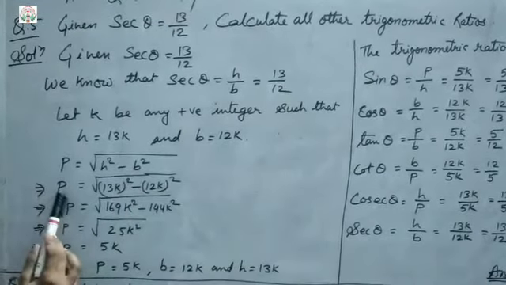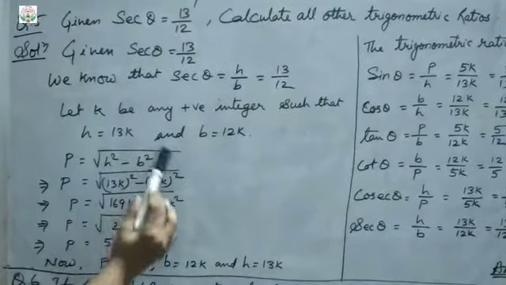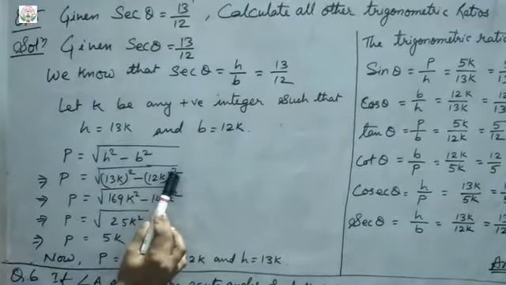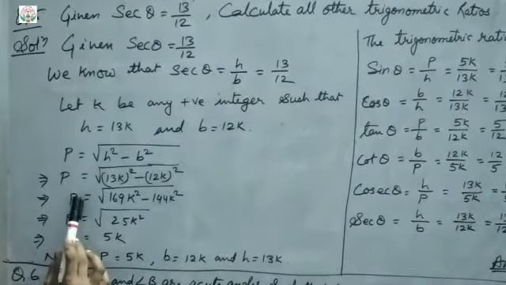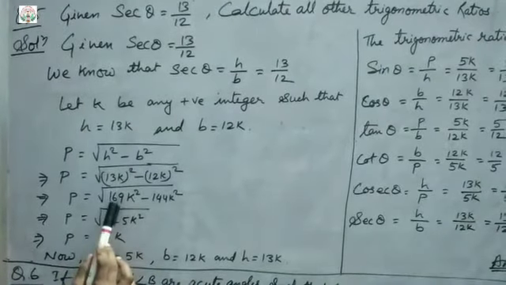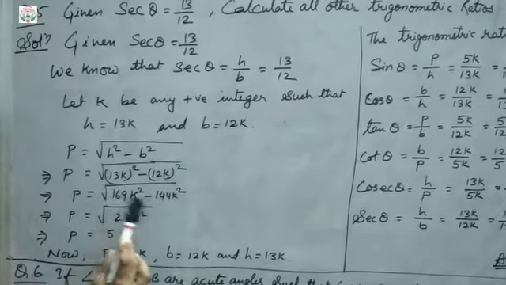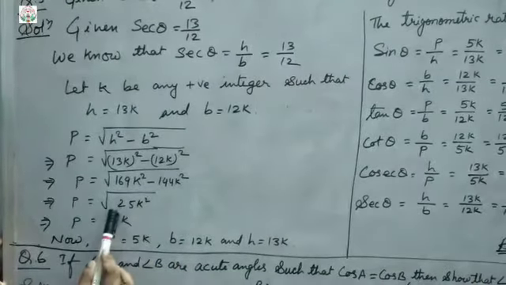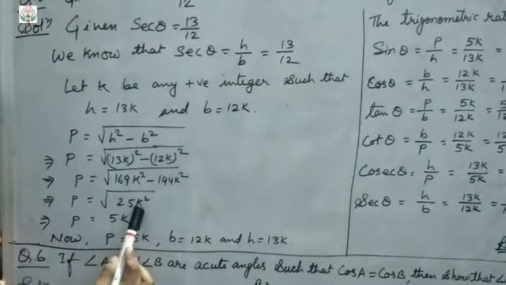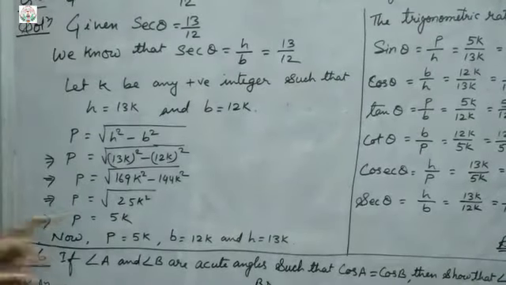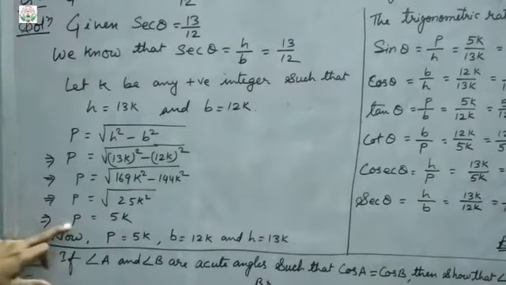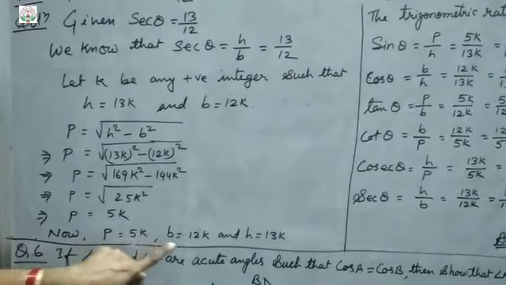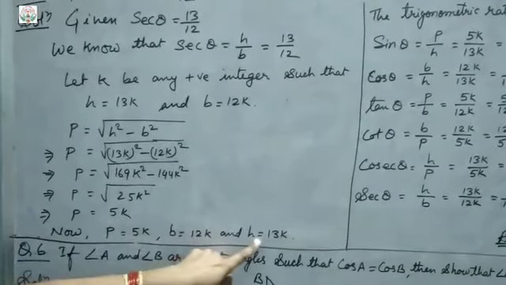So P equals square root of H square minus B square. That implies P equals square root of (13K) whole square minus (12K) whole square. That is the B value. So P equals square root of 13 square, that is 169K square, and 12 square is 144K square. On simplification, P equals square root of 25K square. And we know that 25 is a perfect square of 5. So P equals 5K. Now we have the P value as 5K, B value as 12K and H value as 13K.